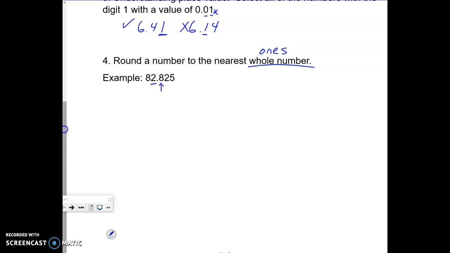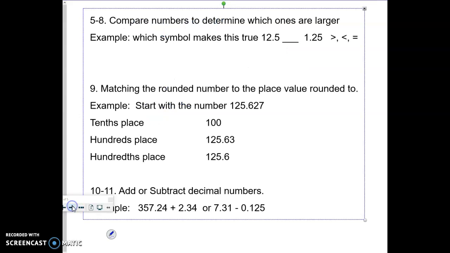Remember, everything in front stays the same, so the 8 is going to stay an 8. This 8 in the tenths place, the one with the arrow drawn to it, tells the 2 to go up to a 3, and then everything behind it becomes a 0. Okay, so this is an acceptable answer. This would probably be a better answer because numbers behind the decimal point don't need to be written if they are zeros. All right? That's question 4.